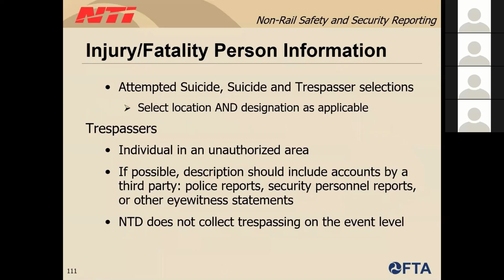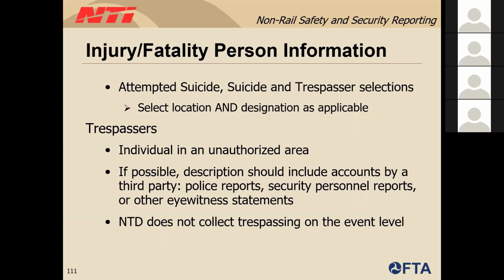The forms also include an attempted suicide and a trespasser checkbox on the injury form, suicide and trespasser checkbox on the fatality form. Please be sure to select the location and all checkboxes accordingly. Trespassers are people in unauthorized areas of the system. Just as with attempted suicide, if there are police reports, eyewitness statements, etc., to account for trespassing, please include the information in the event description. Using the word trespasser or trespassing is very helpful to the analyst.